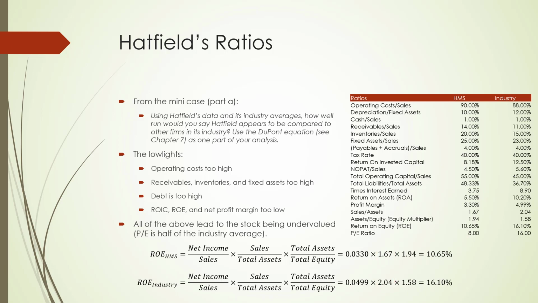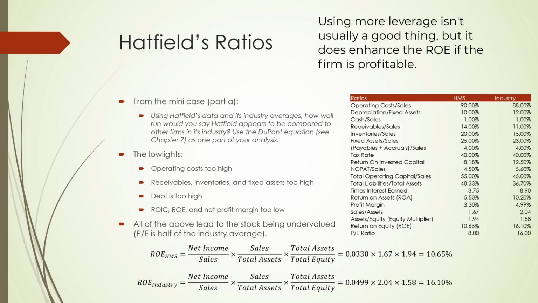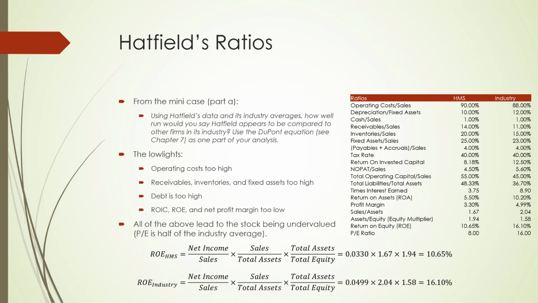And then the only thing that Hatfield has going for it that is boosting its ROE is the fact that its equity multiplier is higher than the industry at 1.94 versus 1.58. Now remember, the equity multiplier is simply a measure of the amount of leverage that the firm uses. So Hatfield is using more leverage, and that's boosting its ROE. But profitability and using assets efficiently is hurting their ROE.